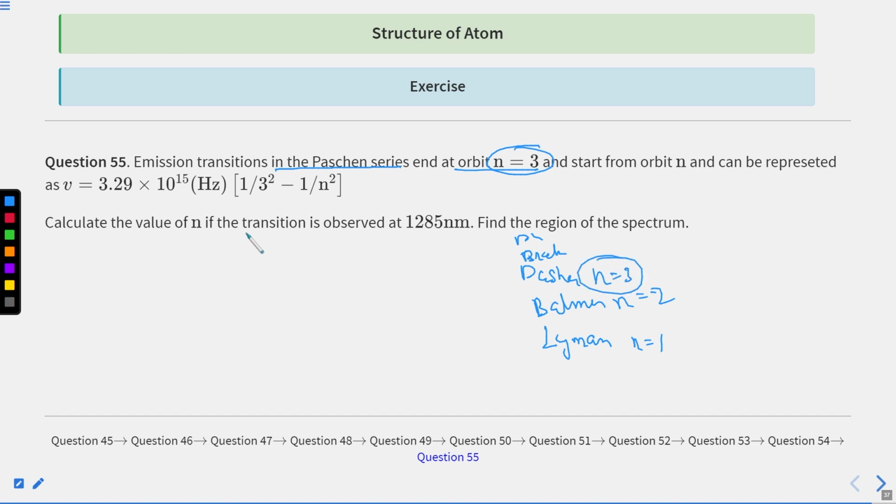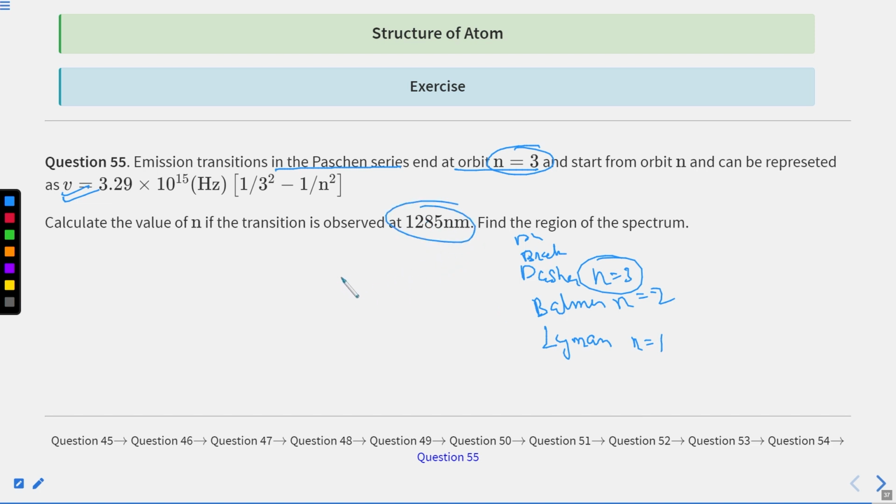So therefore we can write the formula. If you want to write in terms of frequency, then the frequency of the light that is emitted during the transition related to Pascal from n orbit would be given as 3.29 into 10 to the power 15, 1 by 3 square minus 1 by n square. Now we have to calculate the value of n if the transition is observed at this much nanometer. So lambda is given.